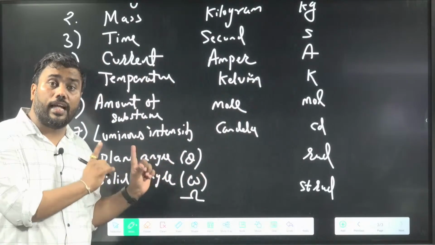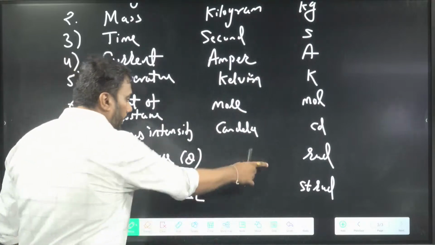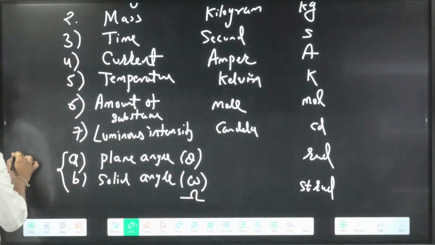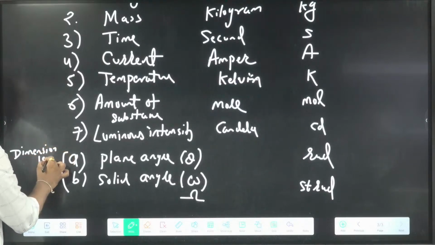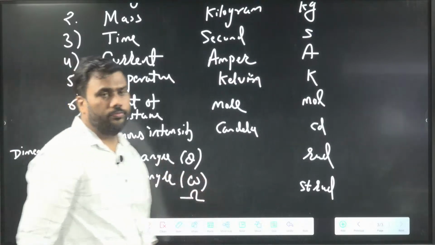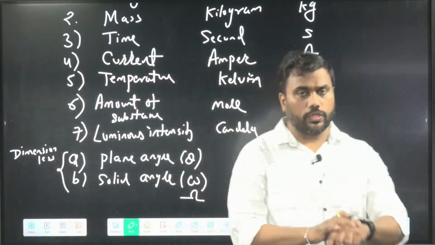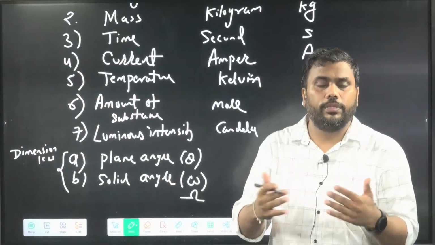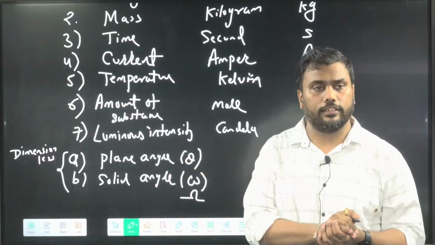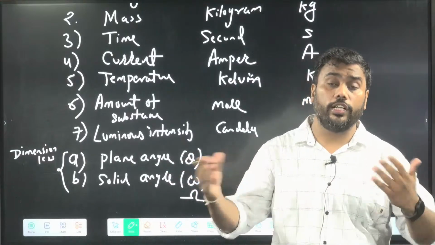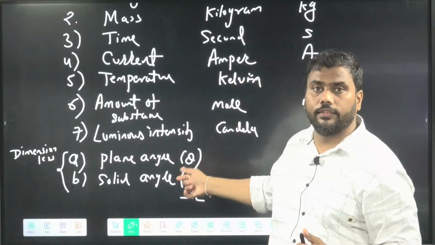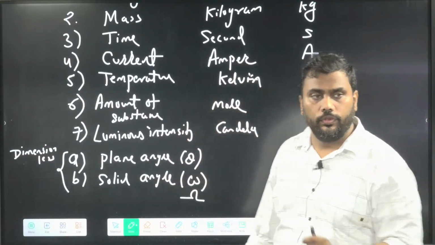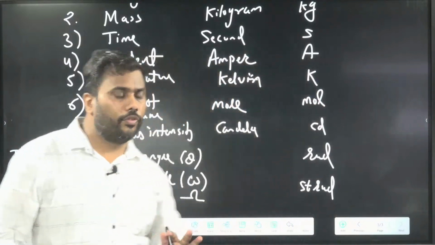These 2 are dimensionless, but they have units. These 2 are special physical quantities. So there are a total of 7 plus 2, that is 9 units available in the SI system. And all other physical quantities can be converted into these units. If we define proper units for these, all others can be measured. This is the SI system of units.